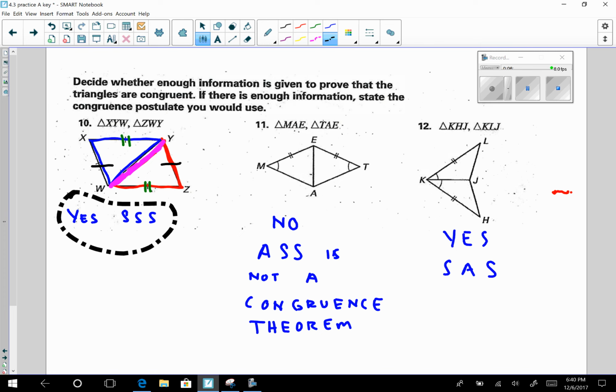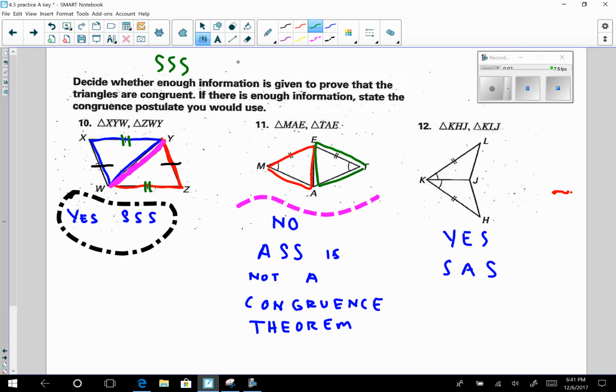Number 11 seems to trip some students up, because those two triangles certainly look congruent. MAE looks congruent to TAE. MAE, this triangle really looks like it is congruent to TAE. But I can only prove those triangles congruent by one of those four congruent statements. And note, at this stage in the game, I had only learned two congruent statements.